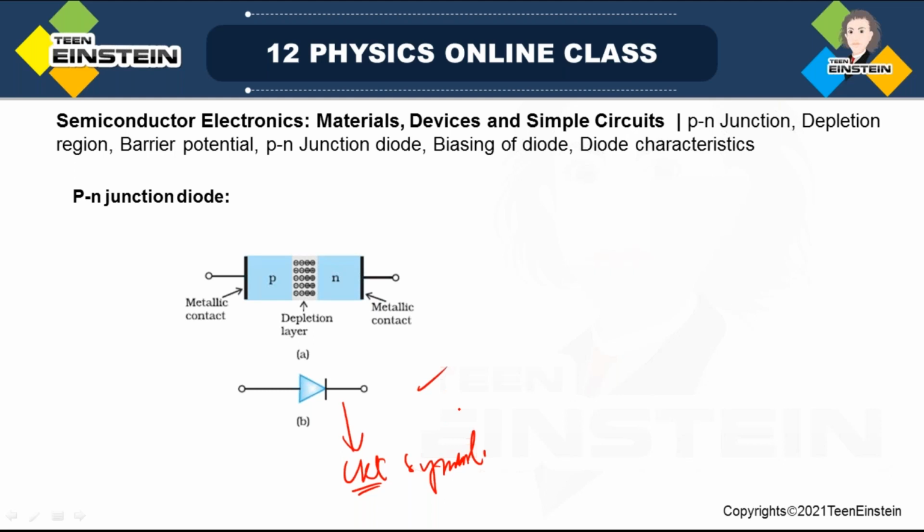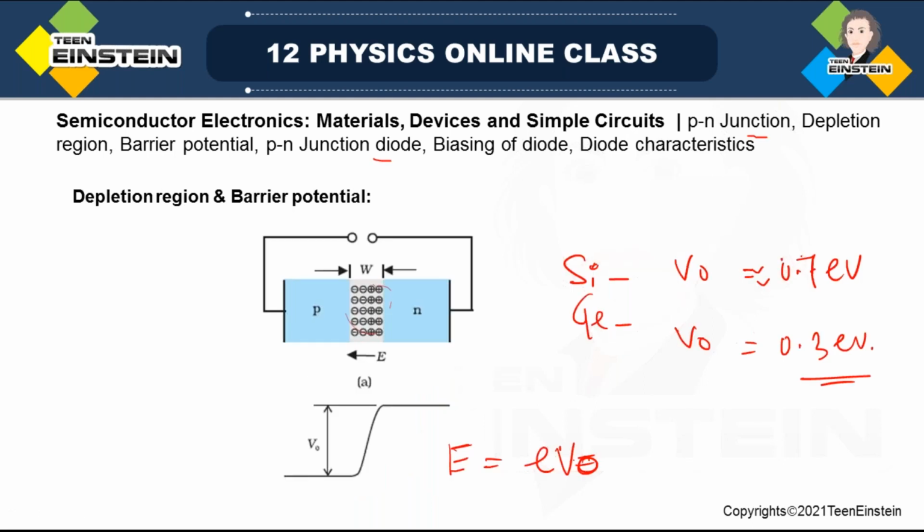Okay, so now we'll see we can control this thickness of depletion region. If we control this thickness of depletion region, then we can actually control the barrier height. You can see that we can change the barrier height.